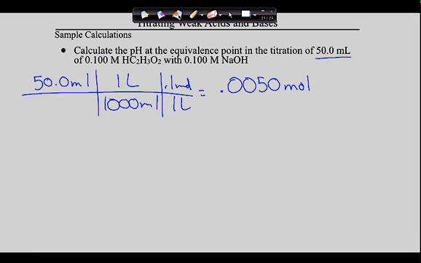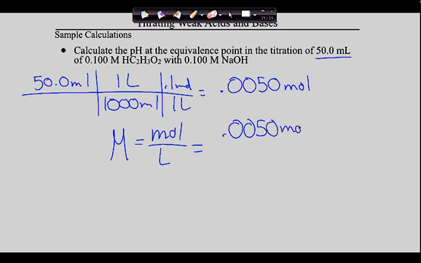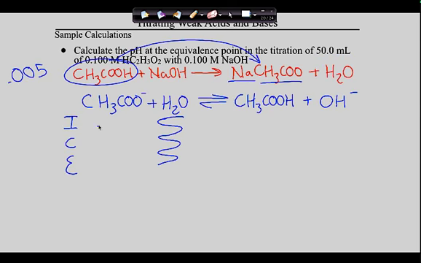But guys, the problem is this. We can't put that in the ICE box. Why not? It's got to be a molarity. So molarity is moles divided by liters. Moles is 0.0050 moles. What's our volume at equivalence? 100 milliliters, 50 of each. So it's 0.1 liters, and does that make it 0.050 molar? Does it move the decimal up? Okay. So 0.050 molar. Now we can take that and plug that in here.